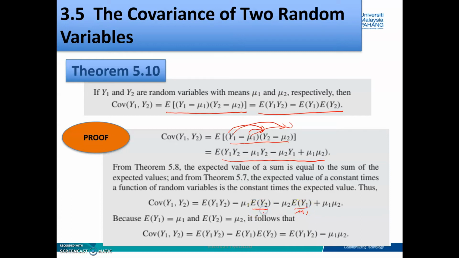You remember that expected y1 is actually mu1, and expected y2 is actually mu2. So based on that, you substitute the values. Here mu1 mu2, here mu2 mu1, so you can cancel this one out. Finally you will have expected y1 y2 minus mu1 mu2. There is something wrong somewhere here in the notation, but it works the other way similarly. You cancel this out, then you get this one. It doesn't matter whether it is mu1 mu2 or mu2 mu1, you will get the same answer. So when you cancel this one, you get this one. So it's proved.